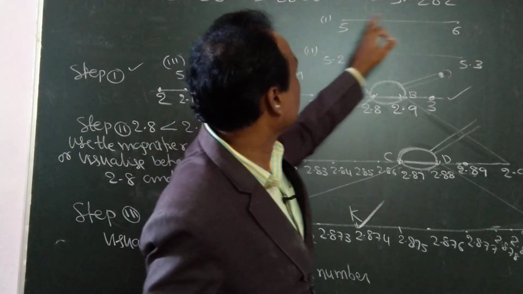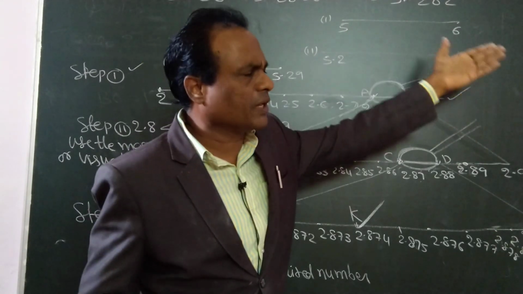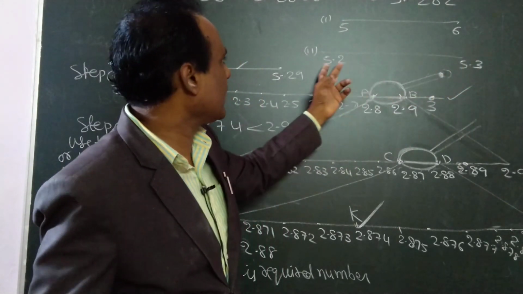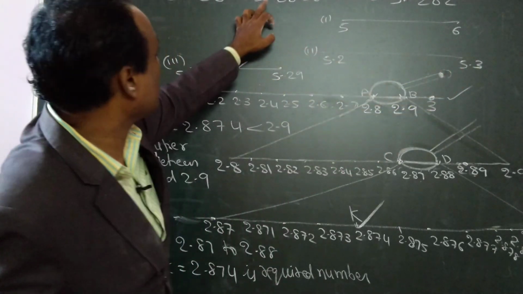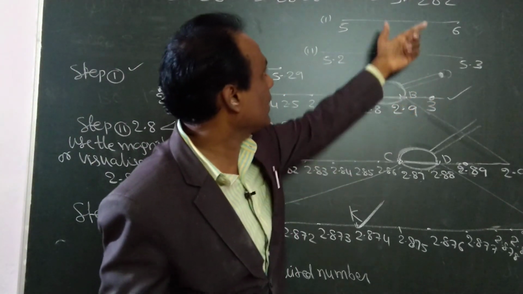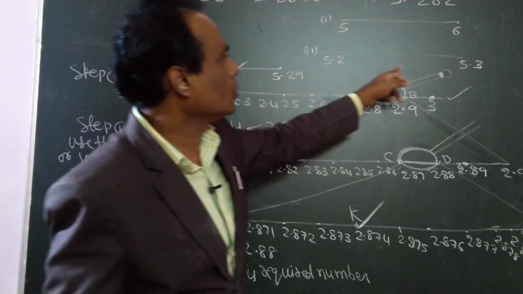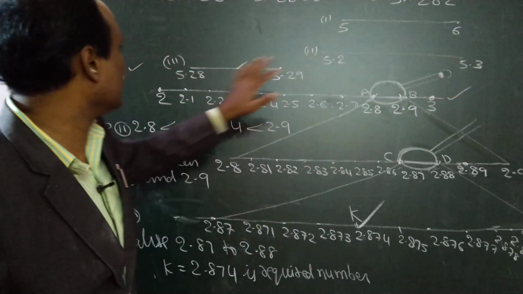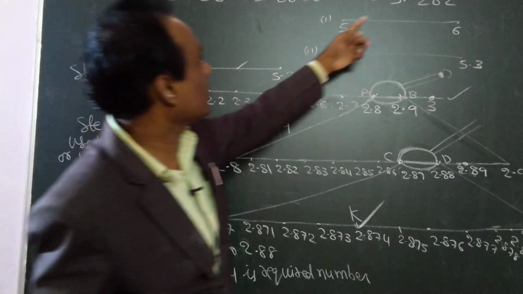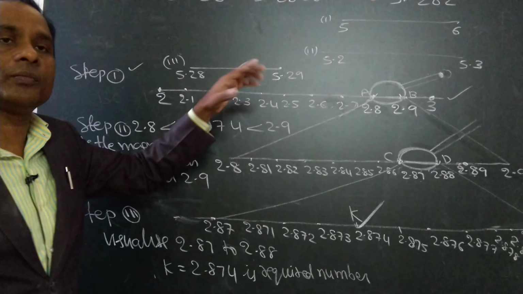So it will lie between 5 and 6. Between 5 and 6 you will get many numbers: 5.1, 5.2, like that. Take between 5.2 and 5.3 because it is greater than 5.2 and less than 5.3. So 5.2, 5.3 like that. 5.21, 22, 23, 24 up to 28, 29 like that. So take 28 and 29 because this is 28. So our number will be in between these two. So that will be the required number.